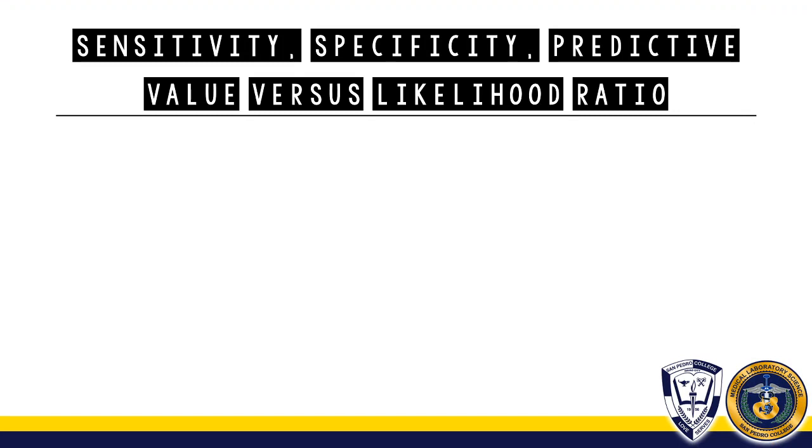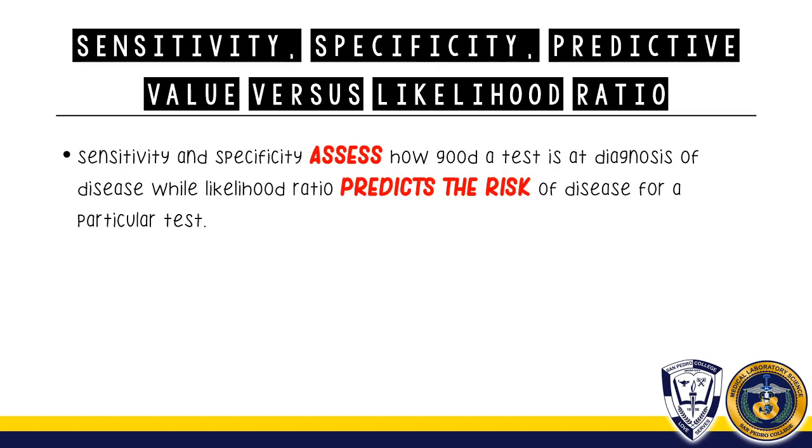So let us now try to compare sensitivity, specificity, and predictive value versus your likelihood ratio. What is the difference between them? Sensitivity and specificity assess how good a test is at diagnosis of disease, while likelihood ratio predicts the risk of a disease for a particular test.